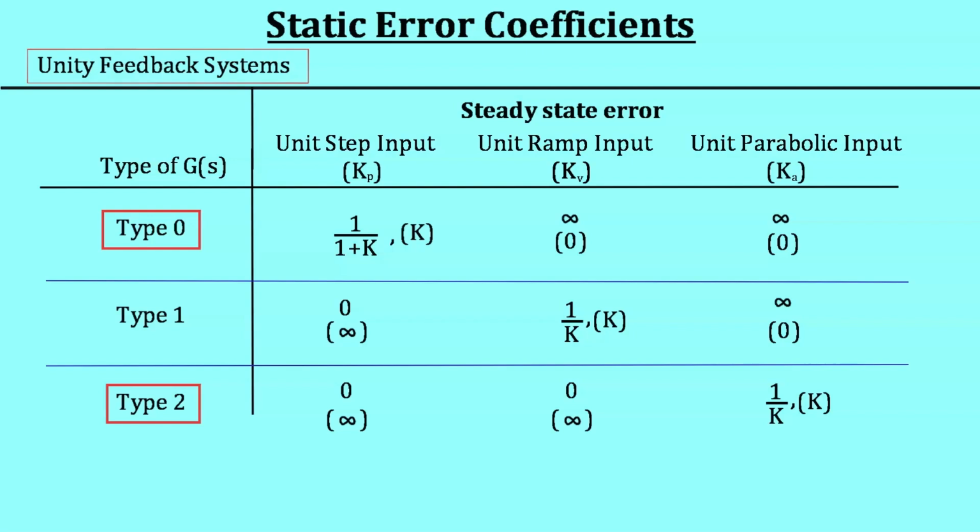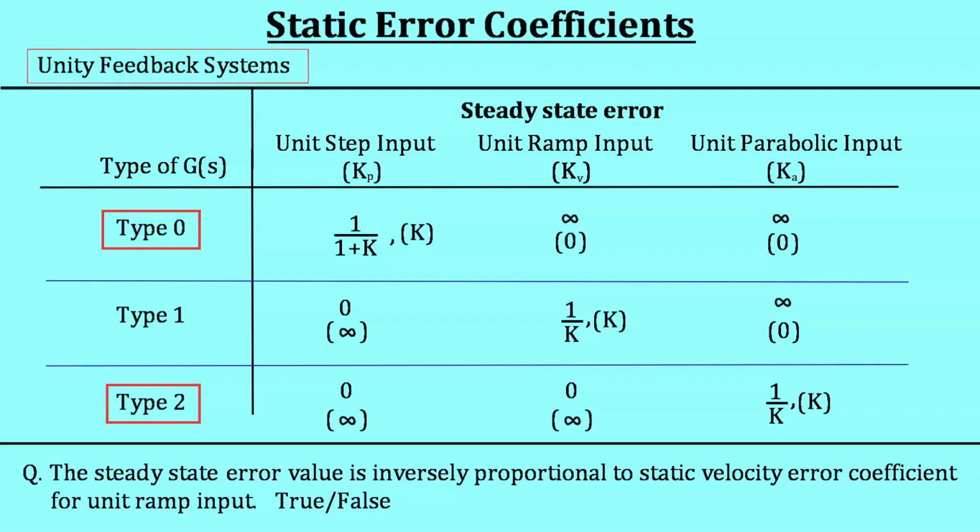Like, suppose a statement is written, the steady state error value is inversely proportional to the static velocity error coefficient for unit ramp input. Obviously, this is true. For the unit ramp input, the only static error coefficient defined is the static velocity error coefficient, and also the steady state error value is inversely proportional to it. That's why this statement is true.